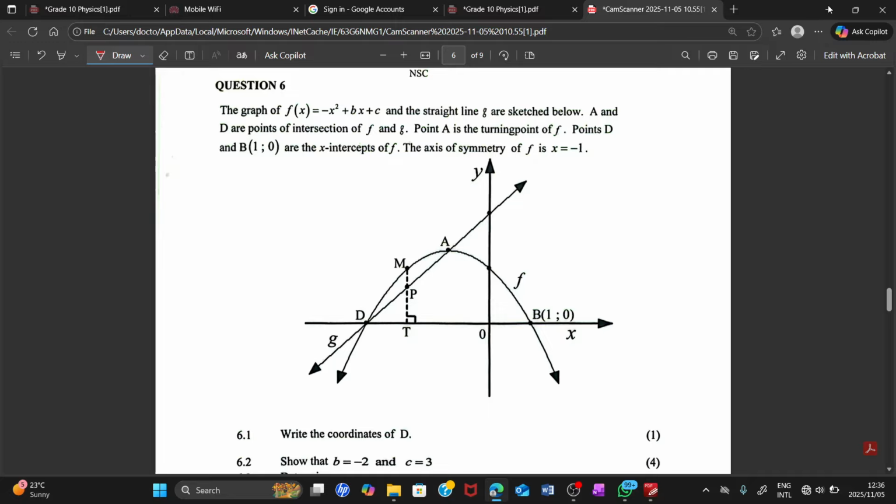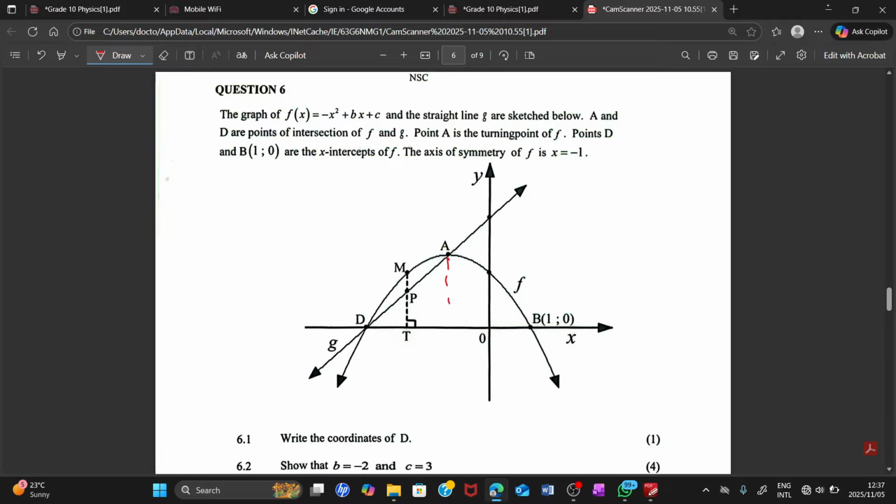Now, this is question 6. We are looking at revision on parabola graph and straight line. The graph of f of x is equal to minus x squared plus bx plus c, and the straight line g are sketched below. A and D are points of intersection of f and g. Point A is the turning point of f. Points D and B (1, 0) are the x-intercepts of f. The axis of symmetry of f is x is equal to minus 1.